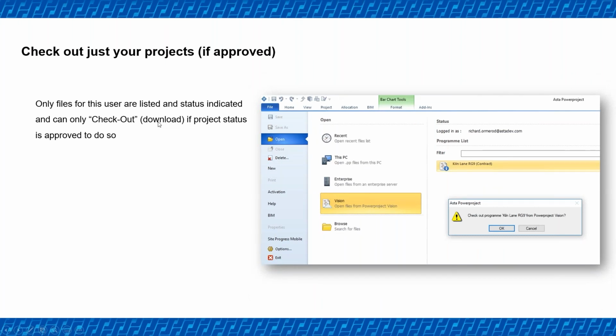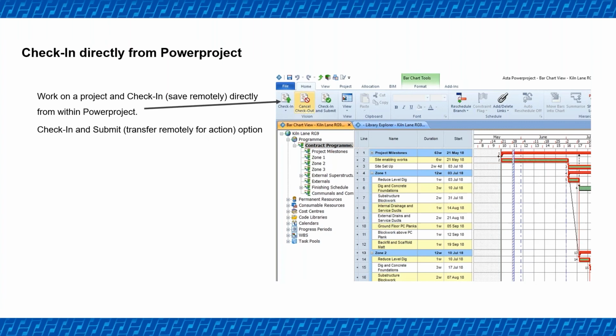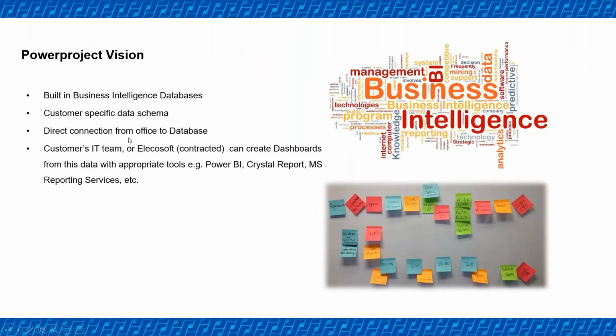It allows you to check out the project, which downloads the project. So if the status is different, you may only be able to download it if it's already been approved, because you can't work on it. You can define that through your workflow. So you can check it back in or commit it back in directly from Powerproject, and the options in the workflows can also be accessible from within Powerproject.